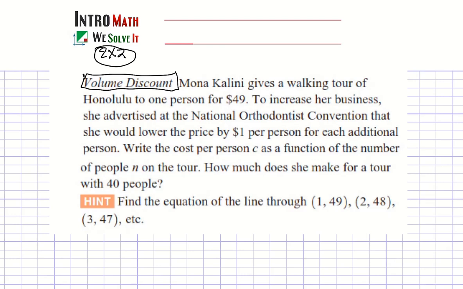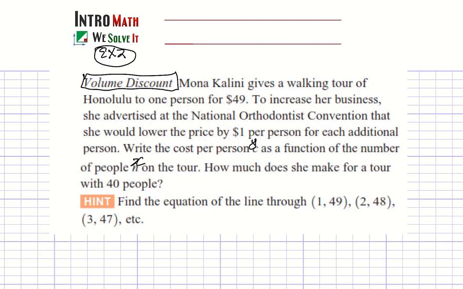If there are 2 or more people, write the cost per person C as a function of the number of people N on the tour. Okay, how much does she make for a tour with 40 people? Now, you see what this problem is doing? They say write the cost per person C. I want to change that to Y, and the number of people N, I change that to X. I'm not gonna use C, but you get the message.